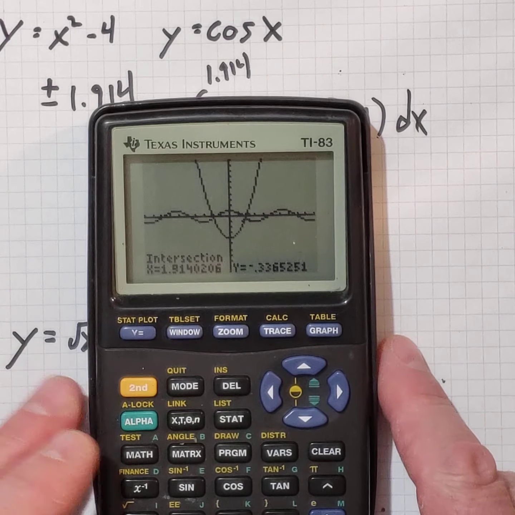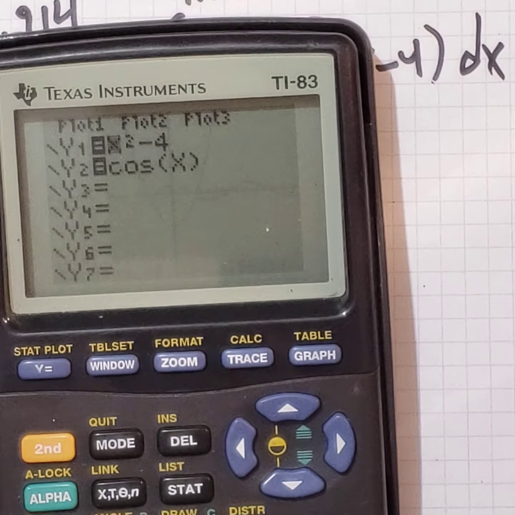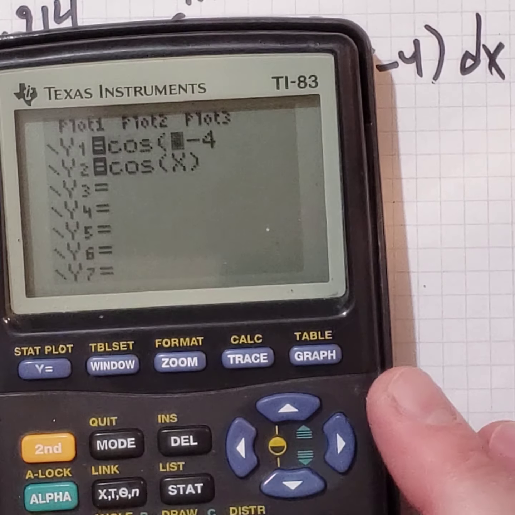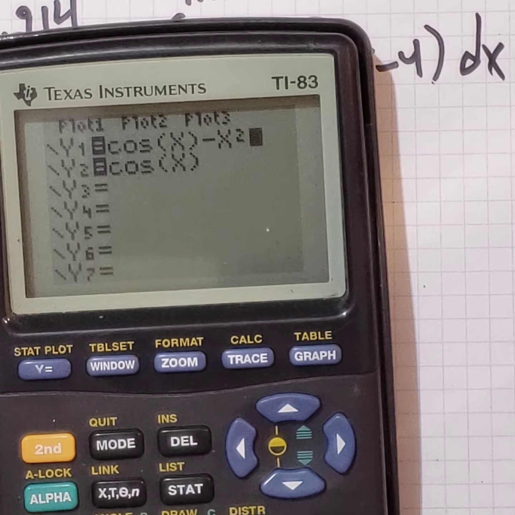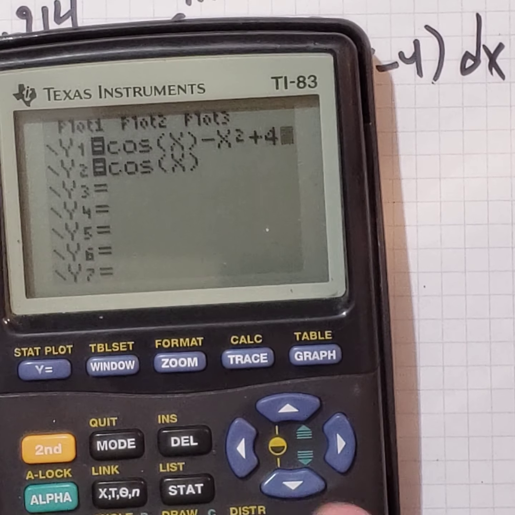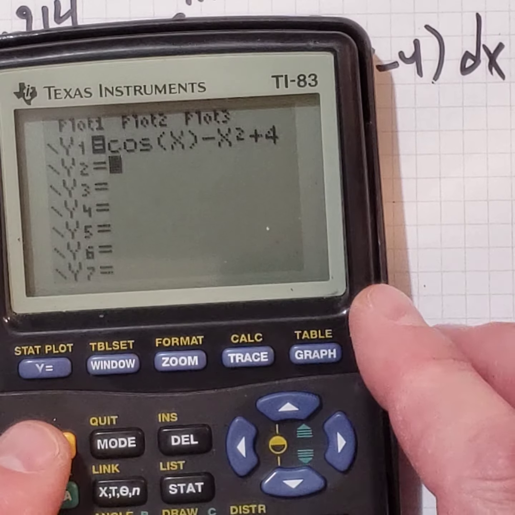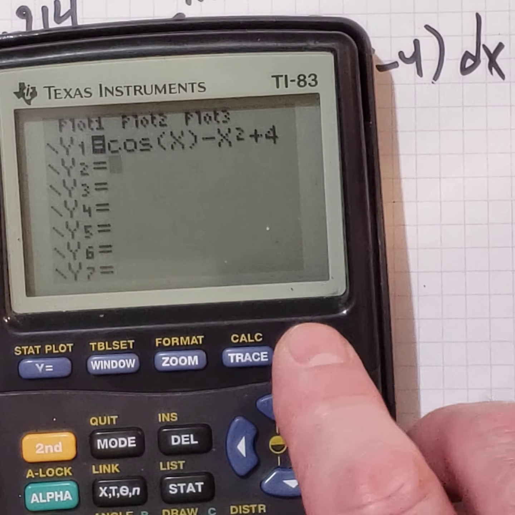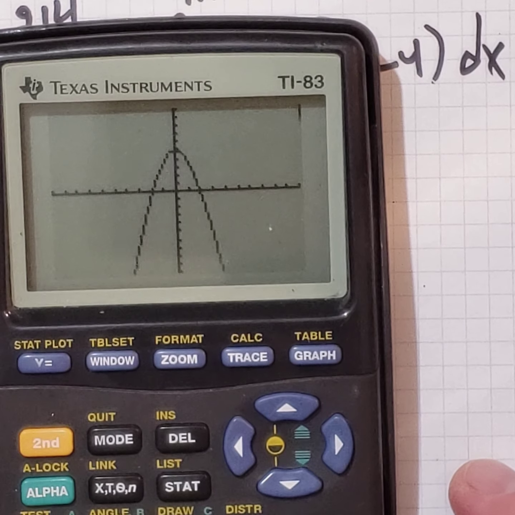If we want to do that in the calculator, all you got to do is go back to your y equals screen and put in cos x minus x squared, and then distribute that negative, so it would be plus 4. We don't need our second curve in there. It won't hurt to have it there, except it'll make the window a little uglier. And then we go back to our graph. And the graph we see is going to be very different.